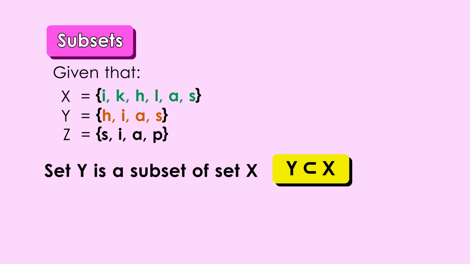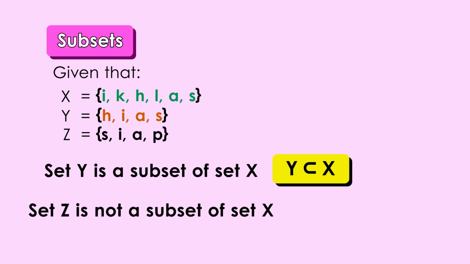On the other hand, if we compare the elements of set Z with the elements of set X, we can see that P, which is the element of set Z, is not an element of set X. Therefore, set Z is not a subset of set X and written as Z, not a subset of X.